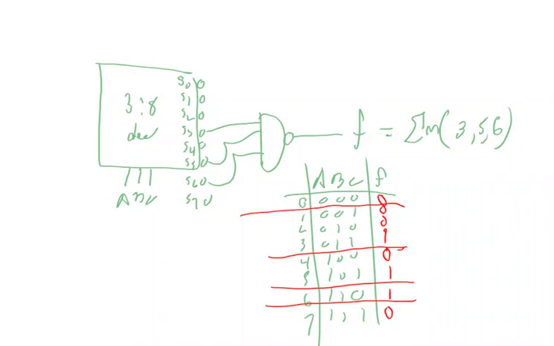Here's another one. It says, if 2 out of the 3 inputs are a logical 0, the output is a 1. 2 out of 3. Well, here 2 out of 3 are logical 0, and the output is not a 1. So that's not true either.